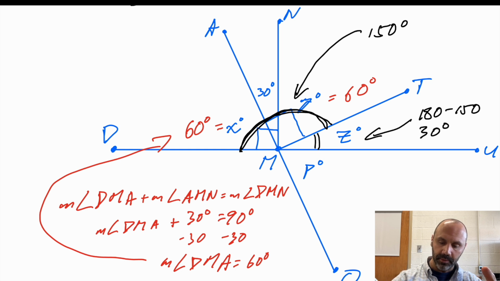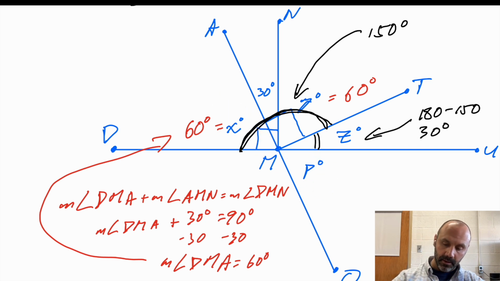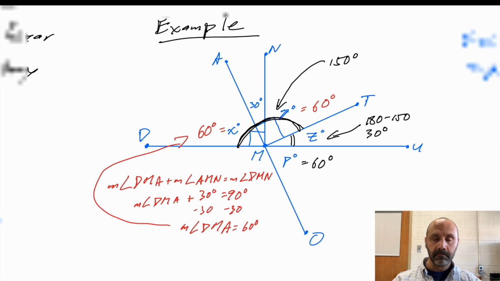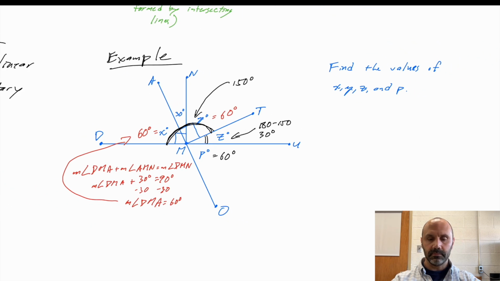Also, another approach is to go to P first. So I said before that X and P are the measures of vertical angles, so they have to be the same. That means that P has to be 60 degrees. And then notice here also that these two lines, TM and AO, are perpendicular to each other. So that means this angle here, Z plus P, these two angles are complementary to each other. If I know that this is 60, then I know that this has to be 30. So a bunch of ways to set this up, but we're using the ideas that we've developed in this unit or in this chapter, in this lesson, to solve this.